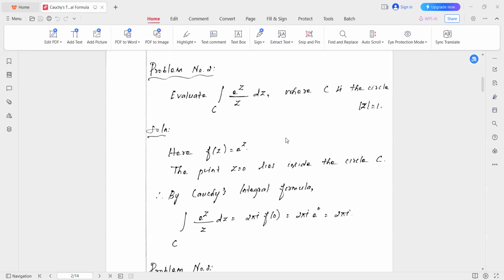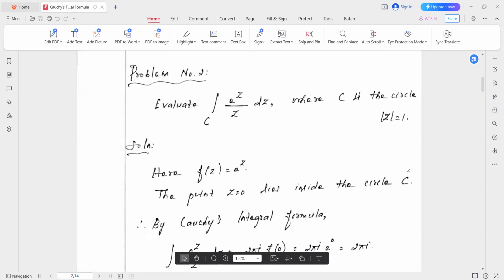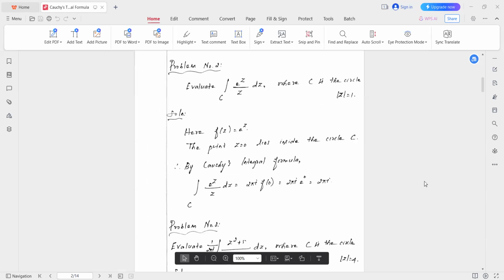So problem number 2, evaluate the integral over C of e power z by z dz, where C is the circle, mod z is equal to 1.